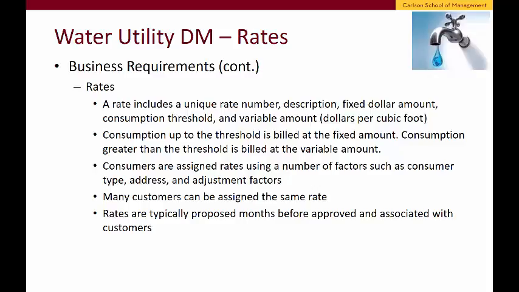Address for distance from pumping substations is needed, and other adjustment factors are there, all of which are within the purview of the state's Water Utility Commission. The fact that many customers, especially residential customers in the same neighborhood, can be assigned the same rate describes one aspect of cardinality between customer and rate. The fact that the rates are proposed by the water utility and approved by the State Commission well in advance of being attached to a particular customer will also help with the cardinality between rates and customers.